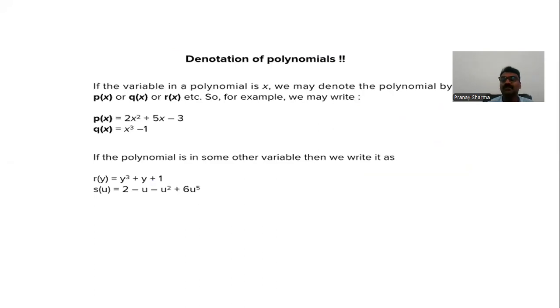Denotation means how do you denote the polynomials? So if your polynomial is given to you in the x variable, it will be p of x, q of x, r of x, right? If it is in y, you can consider any denotation which you want: r of y, s of y. It depends on the variable.